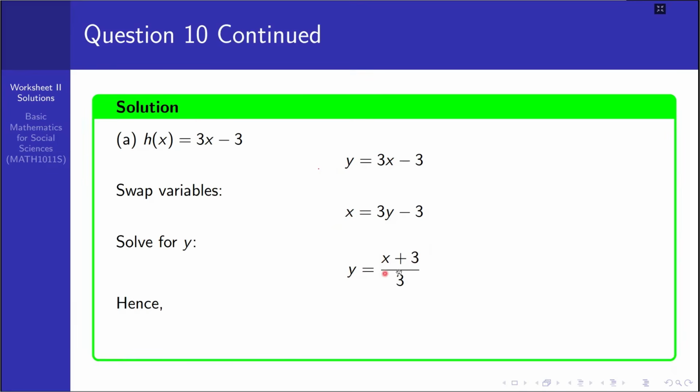So by assuming that x is an independent variable, the usual independent variable for the expression of any function, in this case the inverse of the given function, that is h inverse of x, is equal to x plus 3 over 3, x plus 3 over 3.